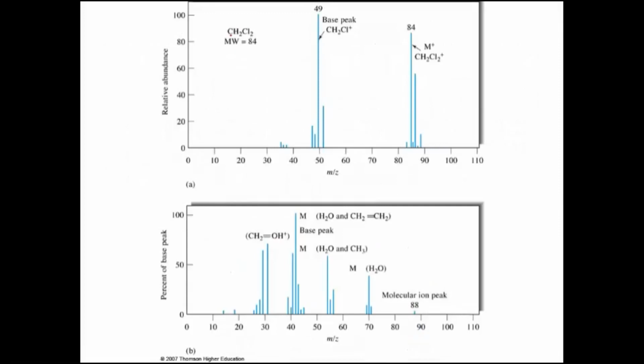This is another example, CH2Cl2, dichloromethane. You can observe that at value 84, you have the molecular ion peak. At 49, you have the base peak. Please also note that there are these small peaks. Observe this molecule, you get the molecular ion at 88, but look at the height of the peak, it is very small. So it means the molecular ion is not stable.